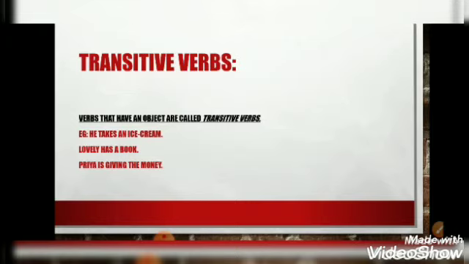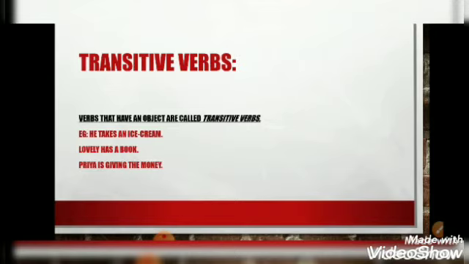But when we add an ice cream to that, that is an object. And now it is answering the question, what does he take? An ice cream. Lovely has a book. Now has is the verb here, right? If we say Lovely has, you will not have a complete meaning of the sentence. But when we add an object with it, which is a book, it can answer the question, what does Lovely have? Lovely has a book. Priya is giving.